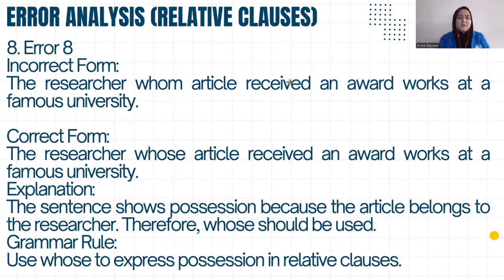And number 8 is "a researcher whom article received an award and works at a famous university." The correct form is "the researcher whose article received an award works at a famous university," because the sentence shows possession; the article belongs to the researcher. Therefore, whose should be used. The grammar rule is: use whose to express possession in relative clauses.